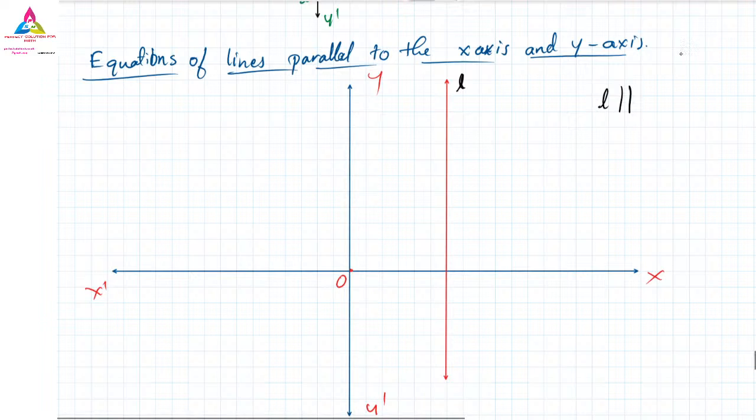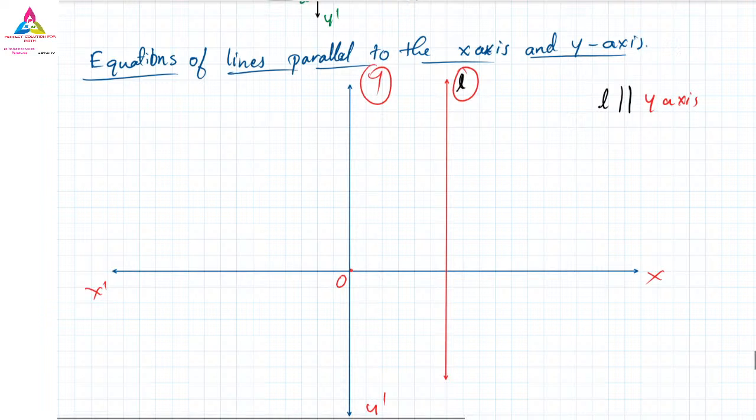The L line is parallel to the y-axis because this L line and this y-axis line, as you can see, both of them are not meeting one another. So this is called the equation of the line parallel to the y-axis, not the x-axis.